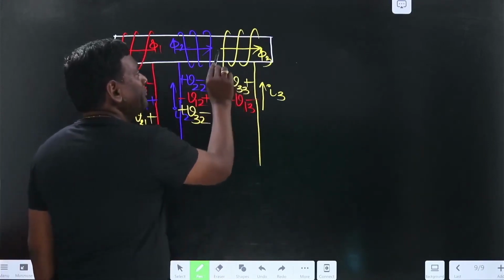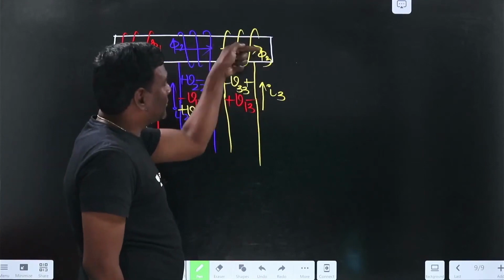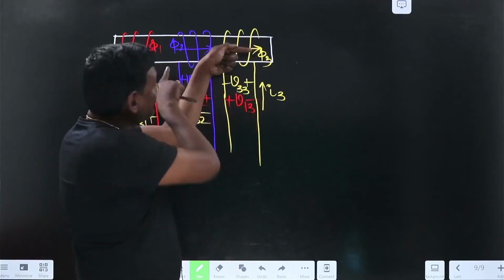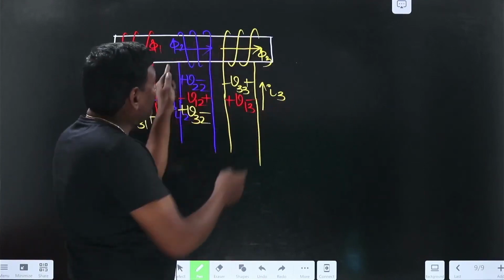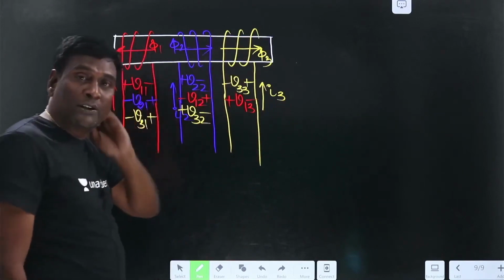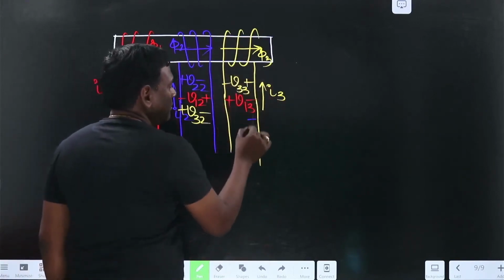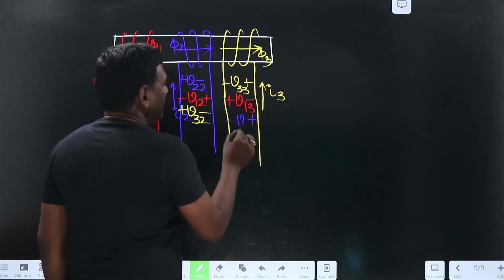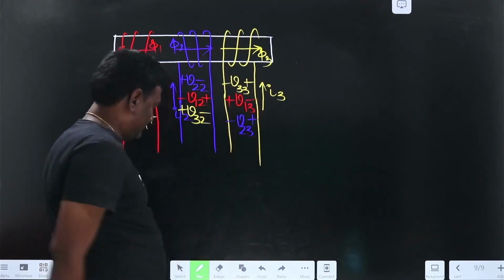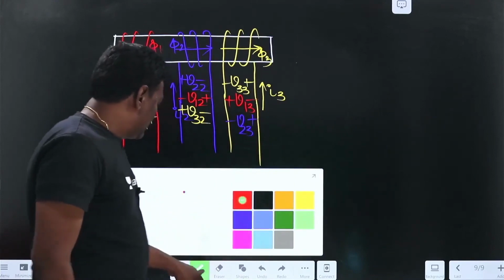Okay, now because of pi 3 in this direction, self is like this, and pi 2 is in the same direction. So because of the existence of pi 2, the net induced voltage across the third coil should be increased. So self is here, and this is V because of 2 in 3. Now let us write the total equations.